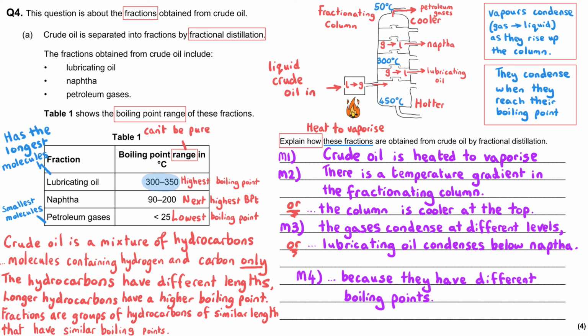For instance, you need to talk about the crude oil vaporizing or evaporating. You need to refer to the actual fractionating column or tower by name. And then you need to talk about the gases condensing, and you need to use the phrase different boiling points. If you want, you could support your answer with a diagram. That would mean that you would need to write less description because your diagram would cover some of the same details.